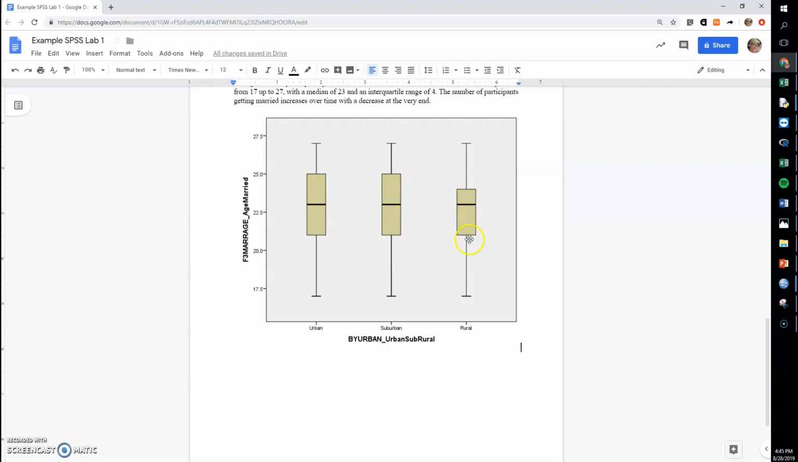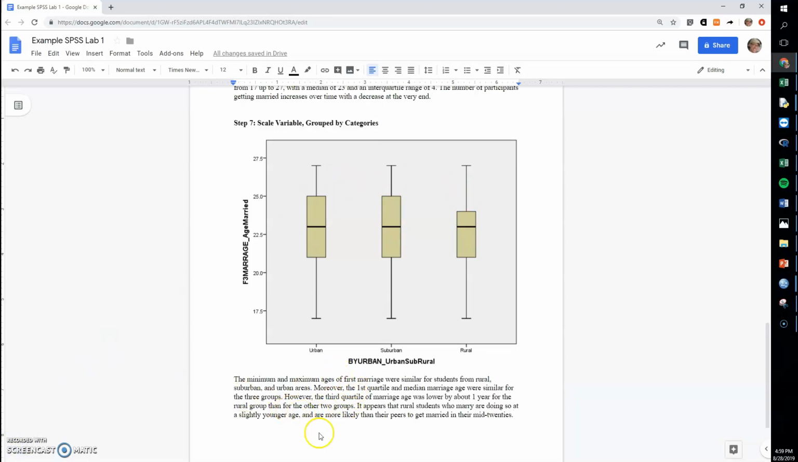So that stereotype that rural students are marrying earlier, we don't see that so much in the first 50%, but what we do see is in that third quartile, we see these students marrying at a much younger age on average than their urban and suburban peers. And here's the description that I've written there.